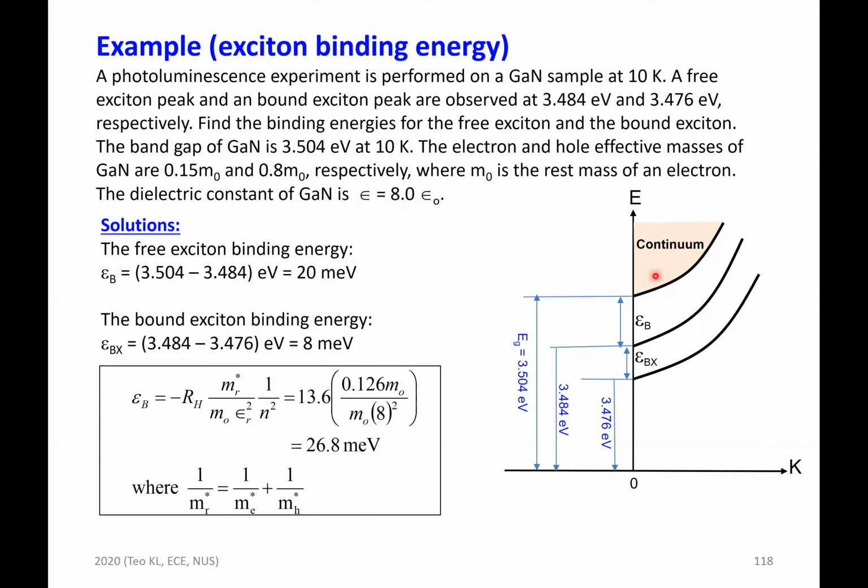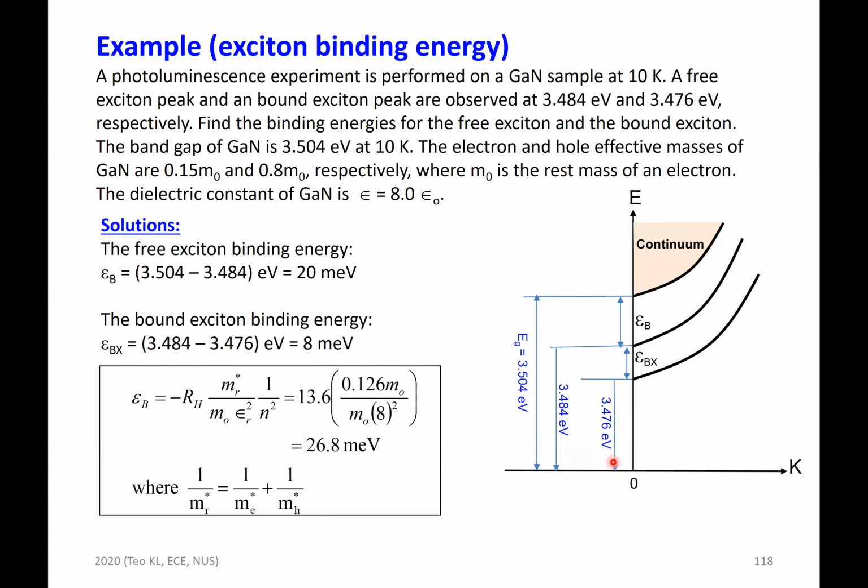So if you go by the two particle picture, this is measured from the continuum to the ground state. So this is the band gap energy. From here to here, this is the binding energy of the free exciton. And measured downwards, this is the binding energy of the bound exciton. So from this level, you measure to the ground state. This is the free exciton transition energy. From this level, you measure downward, this is the bound exciton transition energy.